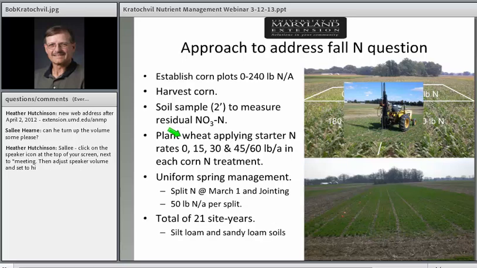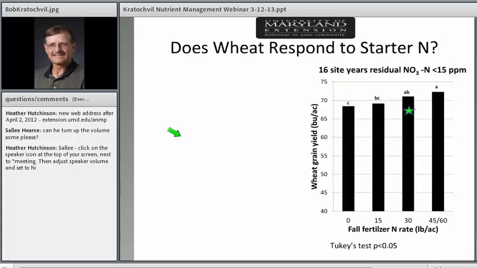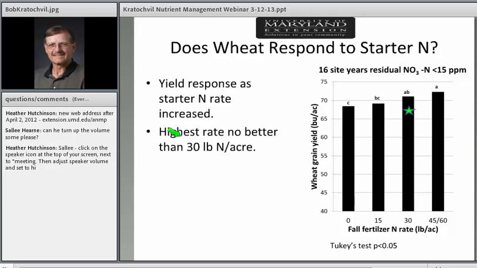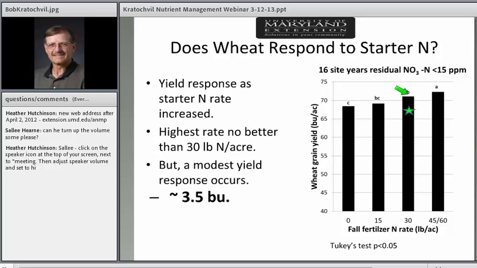Over the 5 years of this research, we did have a total of 21 site years. We had a variety of soil types, primarily silt loams and sandy loam soils. So to answer the question, does wheat respond to starter nitrogen? And I think you can see the answer there, that yes, it does. And in fact, we saw our best response occurring with the use of 30 pounds of nitrogen in the fall. However, that yield response was modest. It averaged about 3.5 bushel to the acre.